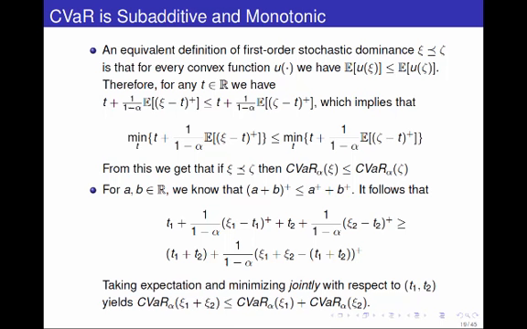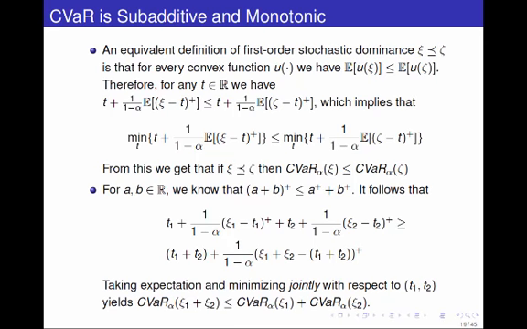So if you add these two things up, you get this here. And we know from this property that this inequality has to hold. And then I'm just adding t1 plus t2 on each side. So then if I take expectations and optimize jointly over t1 and t2, I get exactly this result here, which is subadditivity. CVaRs are coherent risk measures.